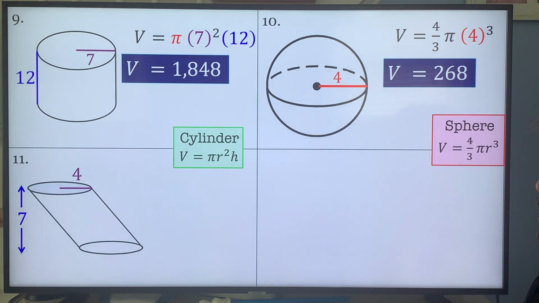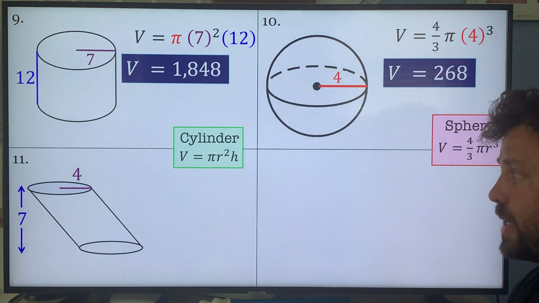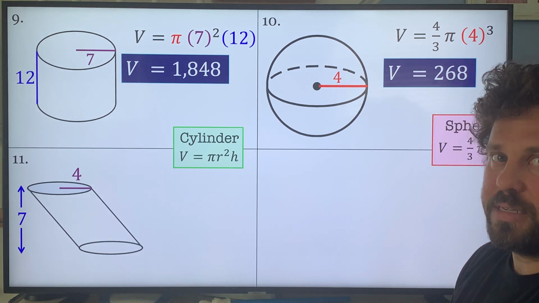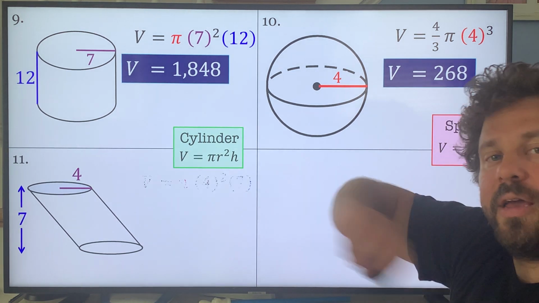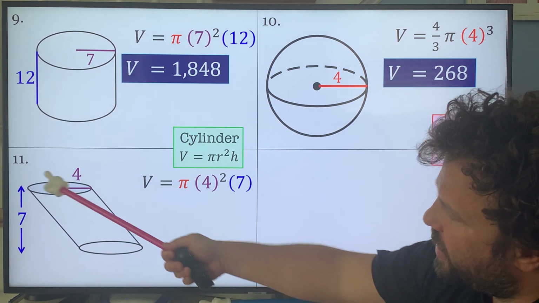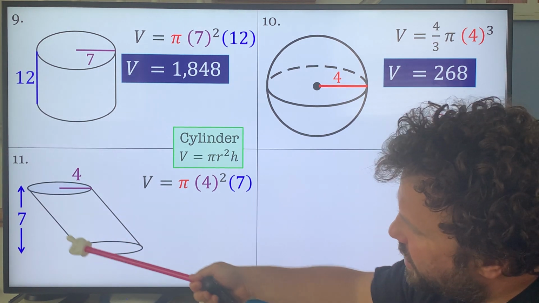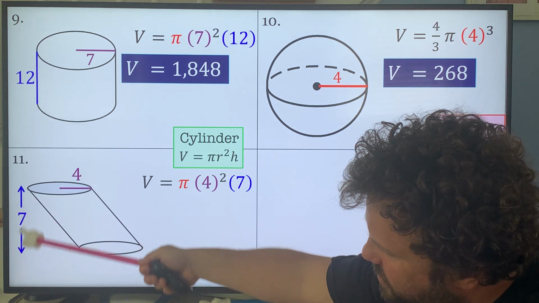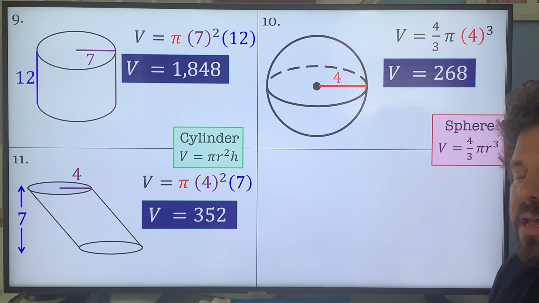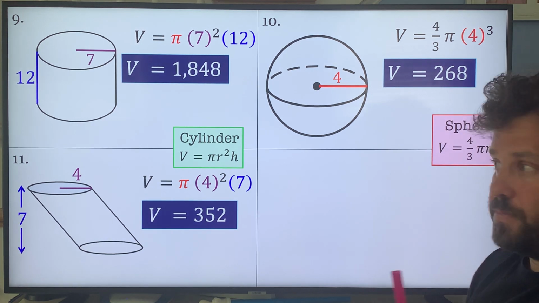Problem number 10. What figure is that? That's also a cylinder. It happens to be an oblique cylinder. It's just a cylinder that's pushed over, uses the same formula as a cylinder. Pi r squared h, pi times 4 squared times 7, because your height is just the distance between the bases. Make sure you make the right angle here. It's not the slant, it's just the distance vertically. All right, and 16 times 7 times pi is indeed 352.